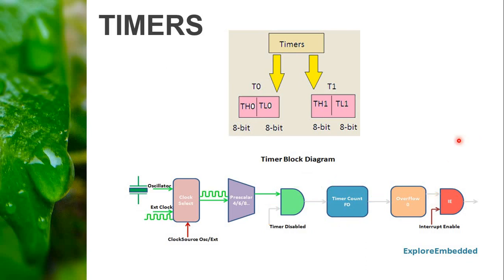If it is counting in T0 mode and the timer overflows, then the TF0 flag will be set. If it is operating in T1 mode and it produces an overflow, the flag will be set as TF1. We will discuss that in the interrupt sources, and what types of interrupts we have. Okay, these were timers.